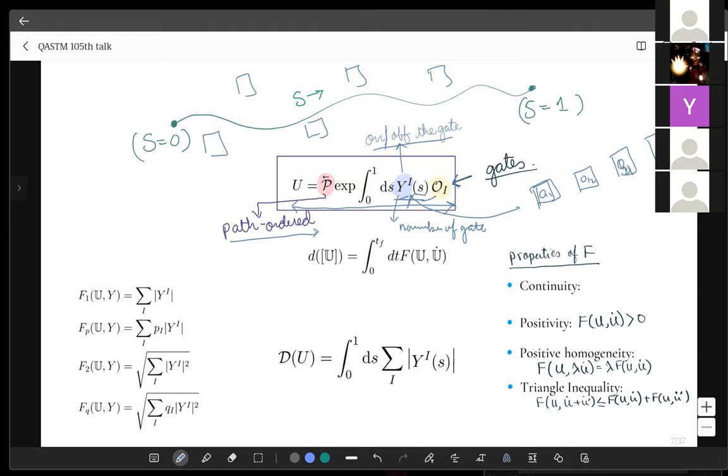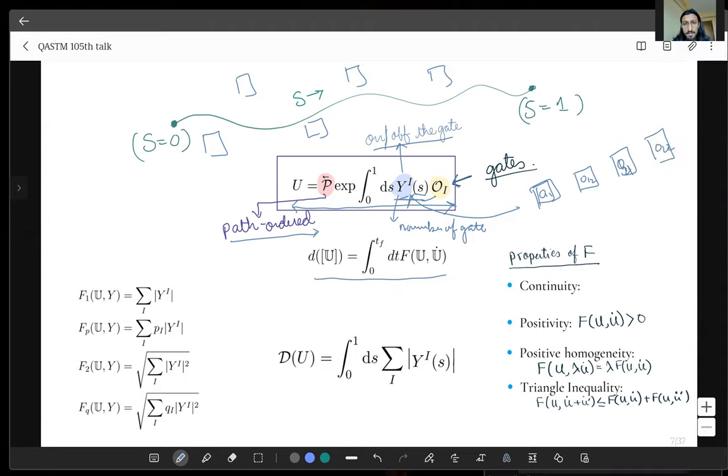Before that, we need to define a metric and a distance functional. We do that similar to the Lagrangian, in which there's phi and phi dot. Similarly, there's a functional F which depends on u and u dot. The properties of F could be continuity, positivity, positive homogeneity and the triangle inequality. If it satisfies all of this, it is called a Finsler manifold. That's a mathematics term.